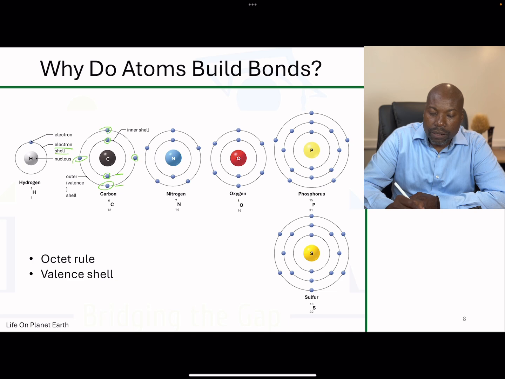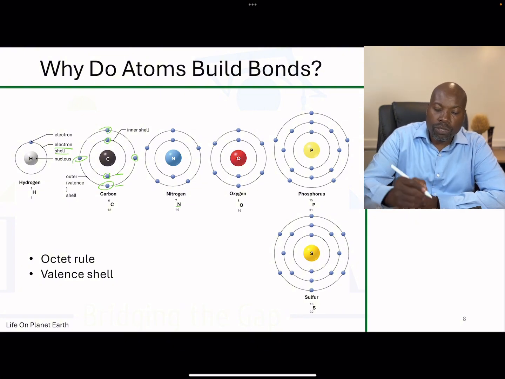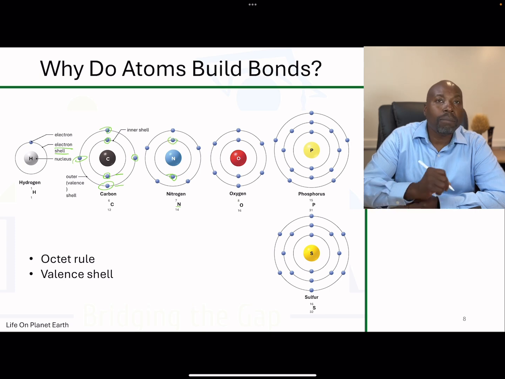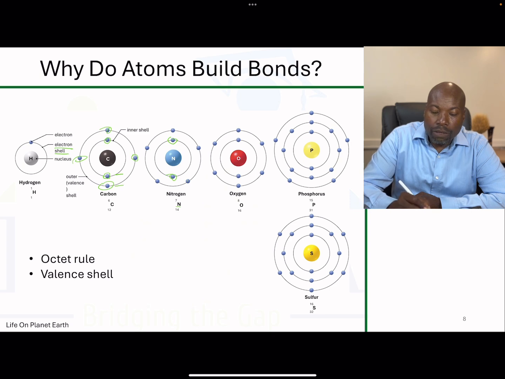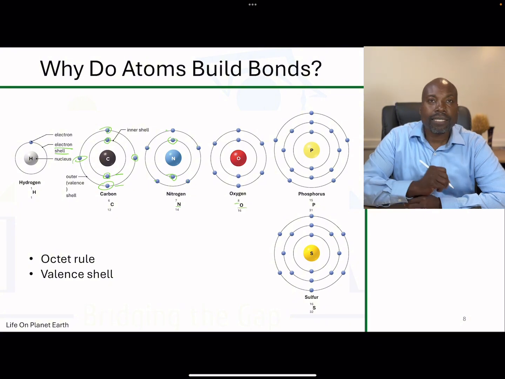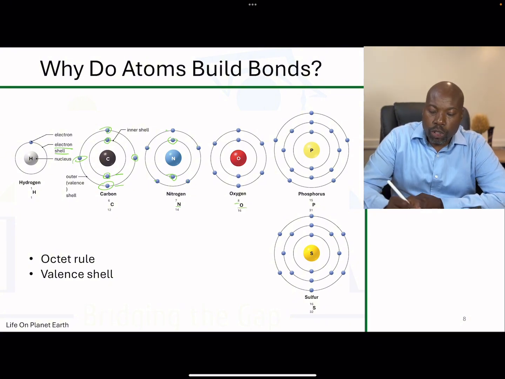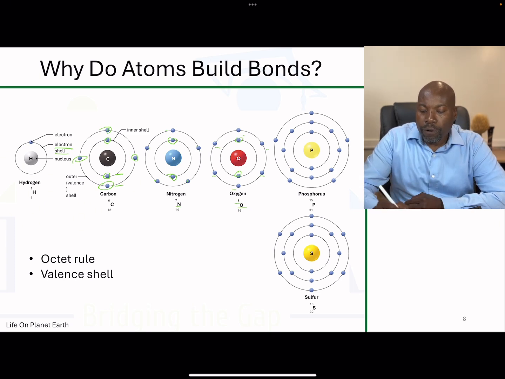How about nitrogen? Nitrogen contains 7 electrons. 2 of them are going to be in the innermost electron shell, while 5 of them are going to be in the outermost electron shell. Oxygen has 8 electrons, right? 2 of them in the innermost electron shell, and 6 of them in the outermost electron shell. Okay, we can do the same thing for phosphorus and for sulfur.